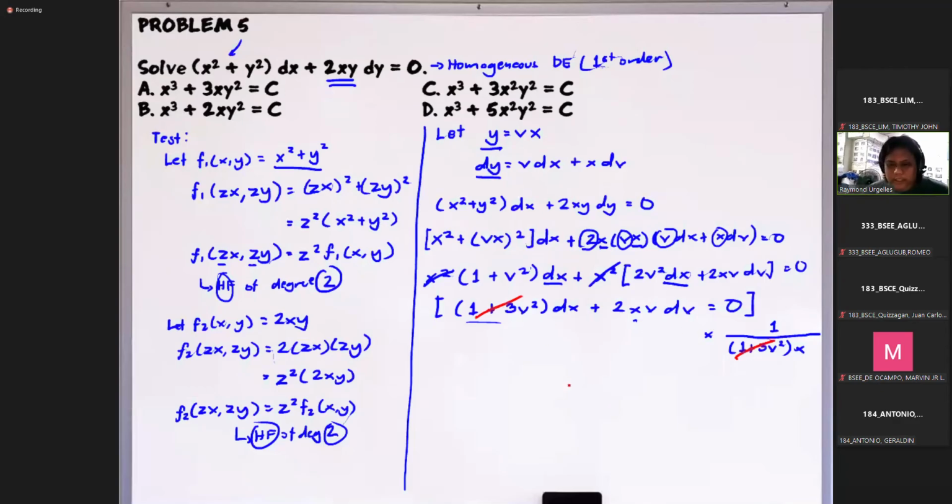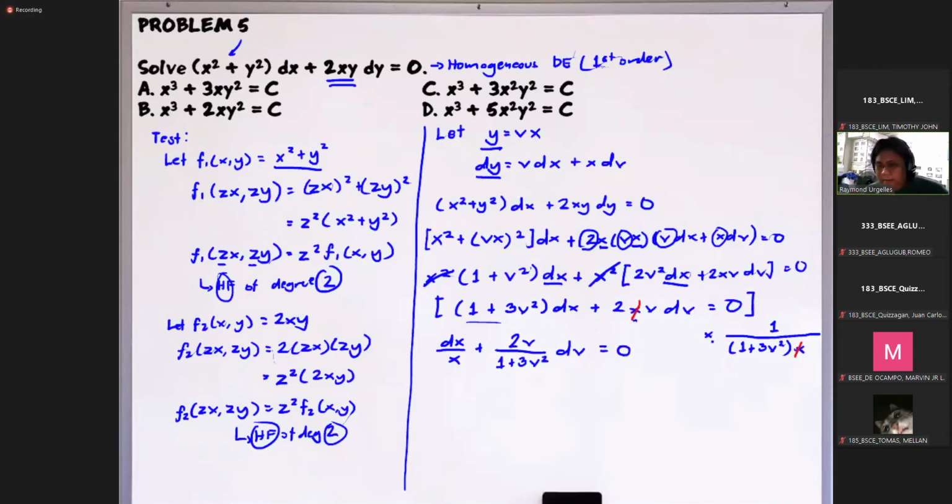Okay? So kaya matitira lang sa atin dyan is yung dx divided by x. Diba? So we have dx over x. Okay? So tapos dito naman sa second term natin, ang magka-cancel naman dyan is yung x. So ito naman yung magka-cancel dyan, yung x. Okay? So therefore, yung matitira naman sa atin dyan ay 2v divided by 1 plus 3v squared. So this will be dv. Okay? So then this is equal to 0.